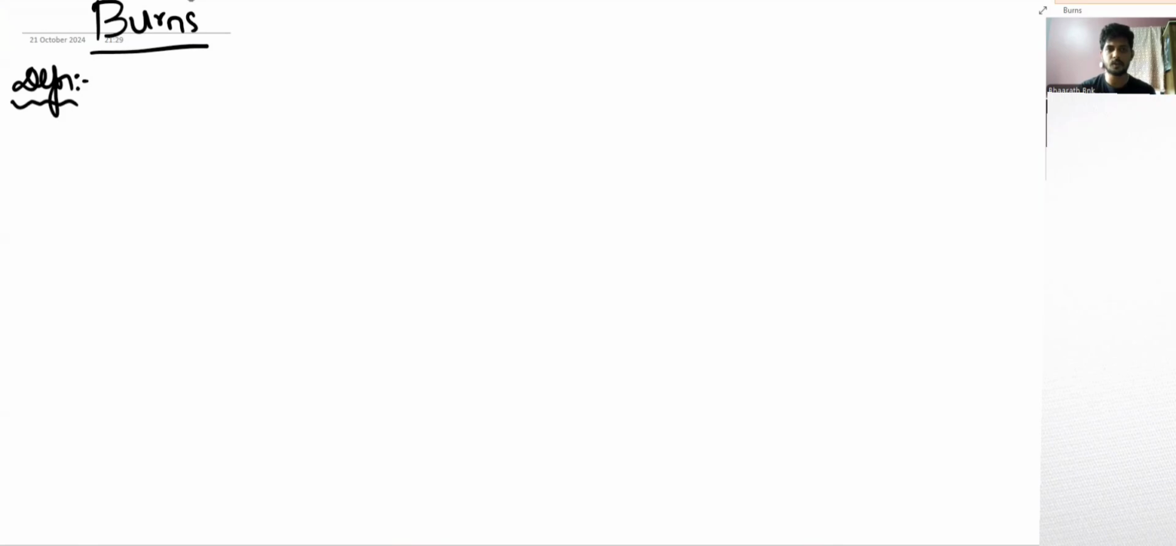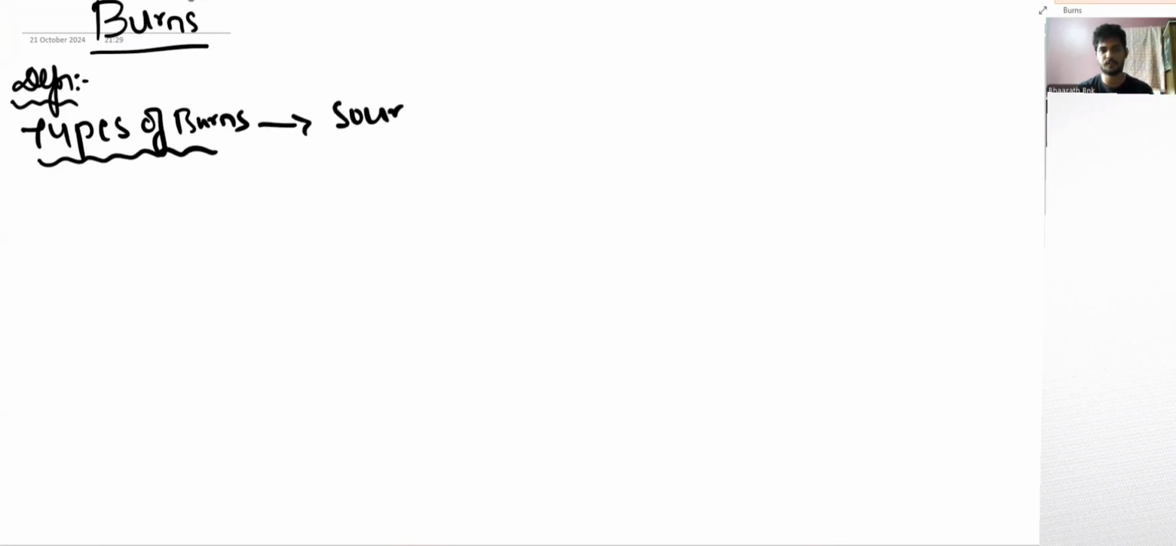But it can be to any other organ, primarily by heat, or it can be by cold also. It can be by a chemical stimulus also. It can be by electrical injury also. So depending upon this, burns can be classified into various types. There are various methods to classify burns. The first type of classification would be dependent upon the source of the burn.